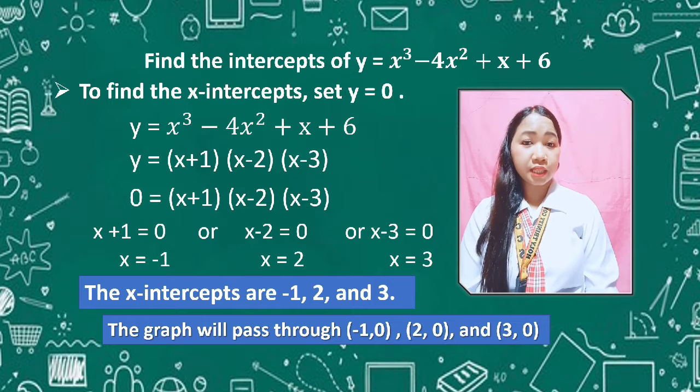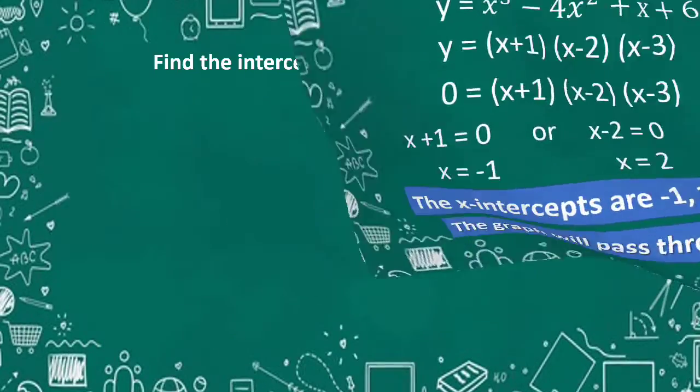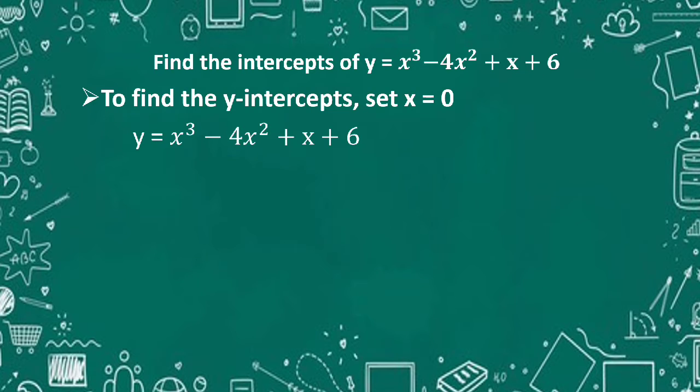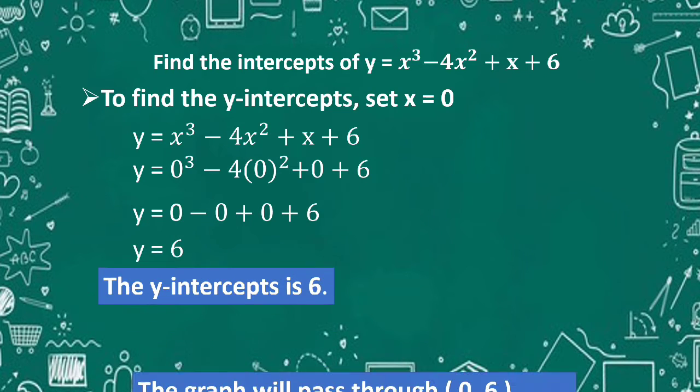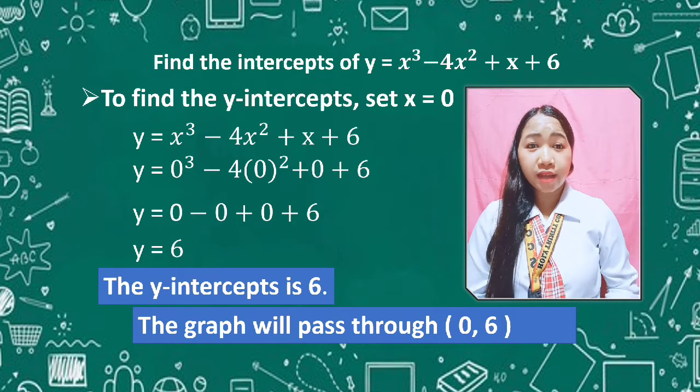Therefore, we have 3 x-intercepts. These are negative 1, 2, and 3. This means the graph will pass through negative 1, 0, 2, 0, and 3, 0. And now, to find the y-intercept, let's set x to 0 and simplify.